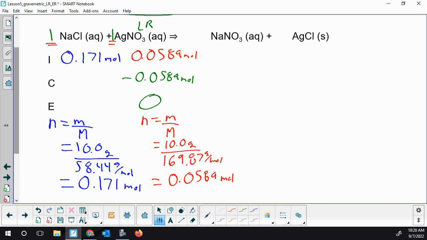That tells me my change for one of the chemicals. And we have 1 sodium nitrate, 1 silver chloride. Everything is a 1 stoichiometric coefficient, so every change is going to be the same. My sodium chloride change is multiply by 1, divide by 1. So it's going to go down.